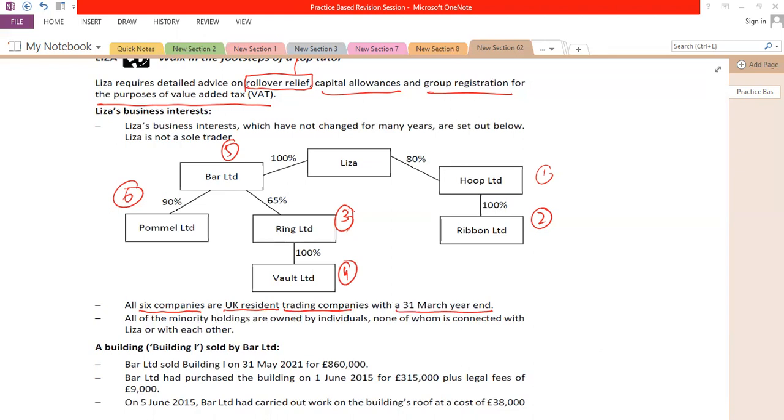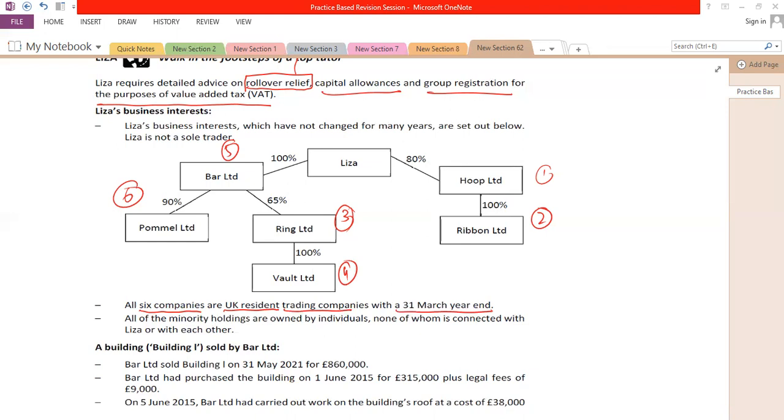What is the benefit of a chargeable gain group? The benefit is that you can transfer any asset on a no gain, no loss basis, right?